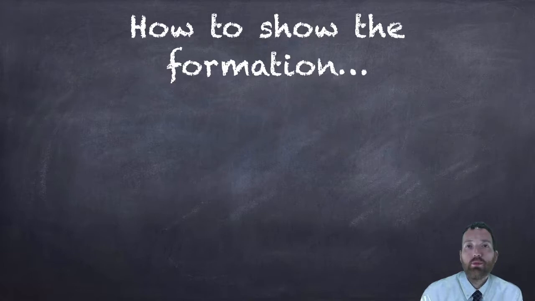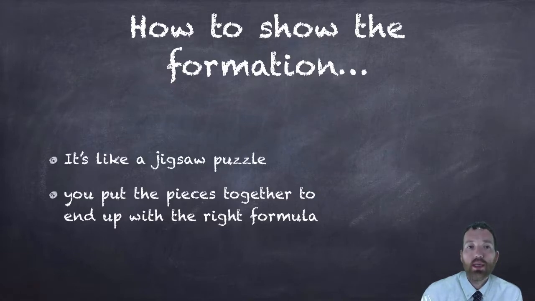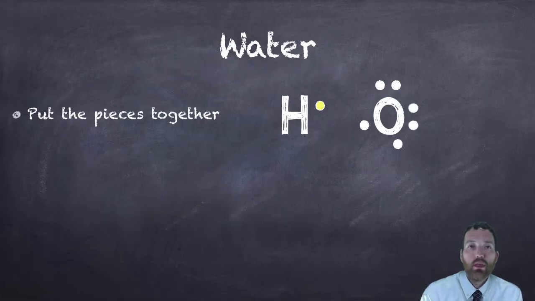So here's how you show the formation of a molecule. It's kind of like a jigsaw puzzle. You put the pieces together and you end up with the right formula. When everyone's octets are happy, meaning they have 8 in their outer shell, or for hydrogen 2, you know that's the correct formation. So here's an example, water. Water, of course, the formula is H2O. So let's just put the pieces together. Hydrogen has 1 valence electron, and oxygen has 6.